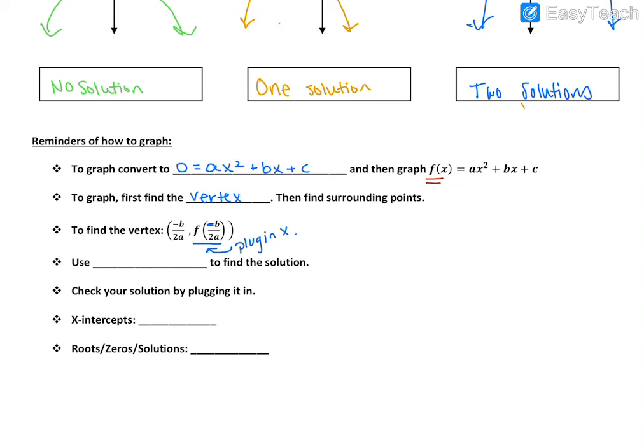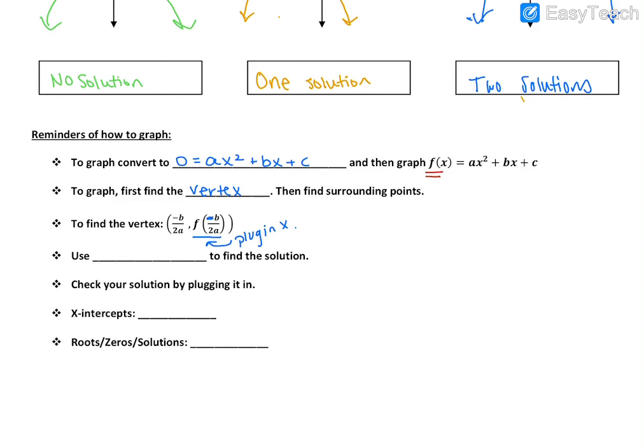Then you're going to use the x-intercepts to find the solution. You're going to check your solution by plugging it in. Remember, x-intercepts are always written x comma 0, where a root, 0, or a solution is always x equals a number. So make sure you know the difference between what an x-intercept is and a root, 0, or a solution.